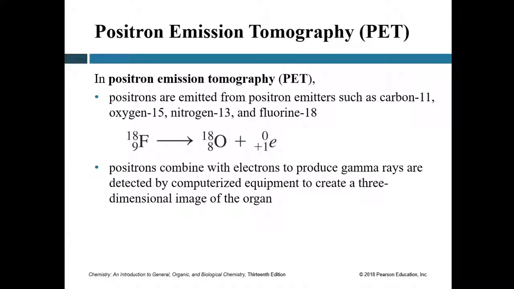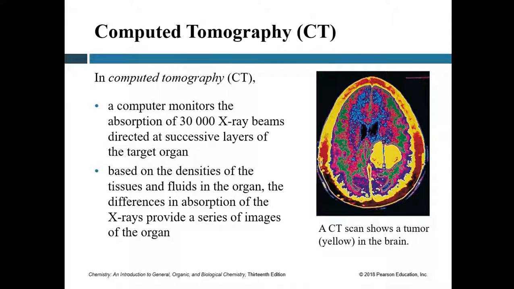Okay, now in positron emission tomography, PET scan, positrons are emitted from positron emitters such as carbon-11, oxygen-15, nitrogen-13, and fluorine-18. So let's look at fluorine-18, for example. When this radioactive isotope decays and emits a positron, notice the other item that is going to be emitted is oxygen-18. Positrons combine with electrons to produce gamma rays. They are detected by computerized equipment to create a three-dimensional image of the organ.